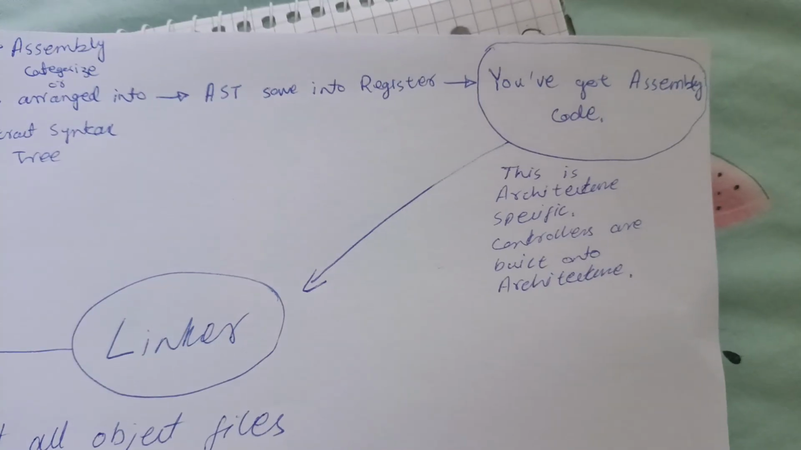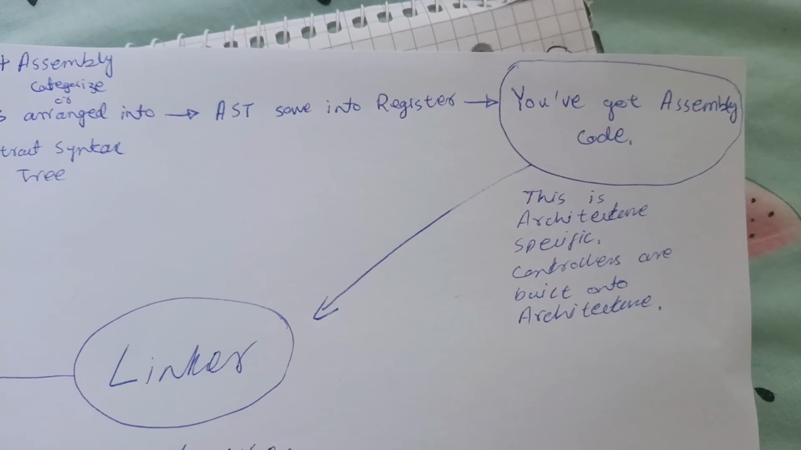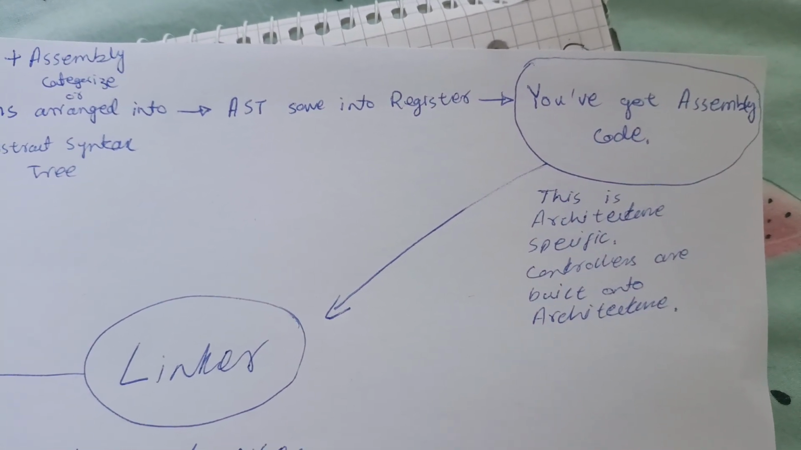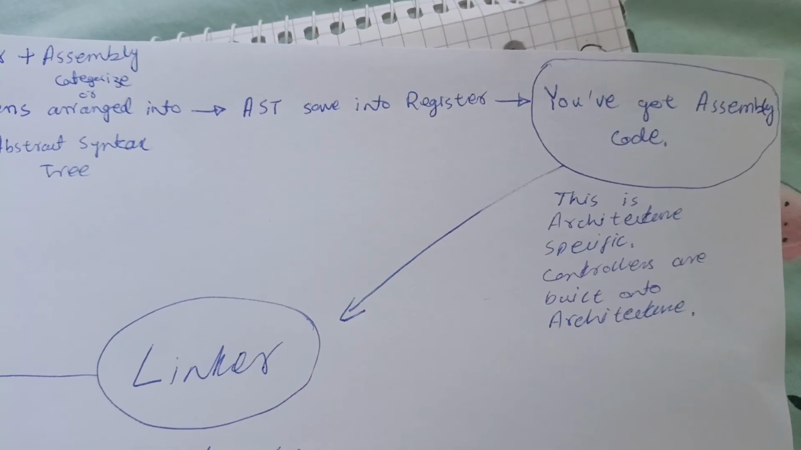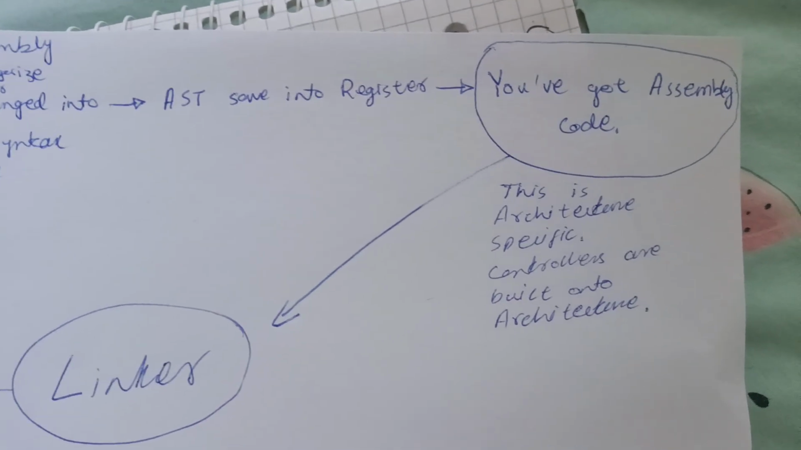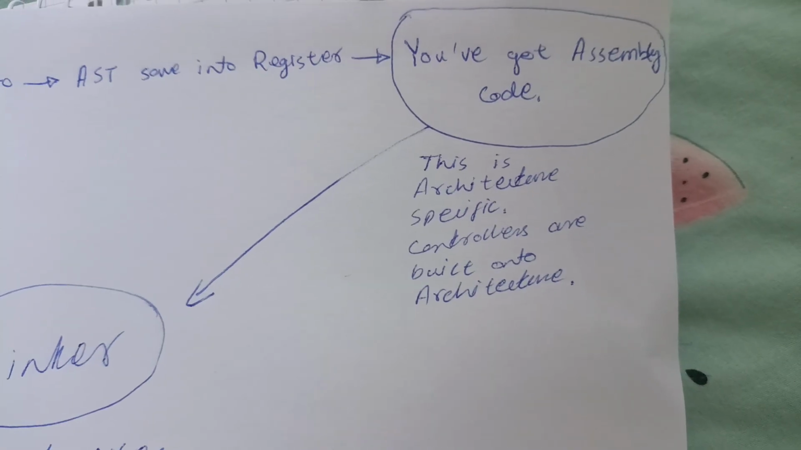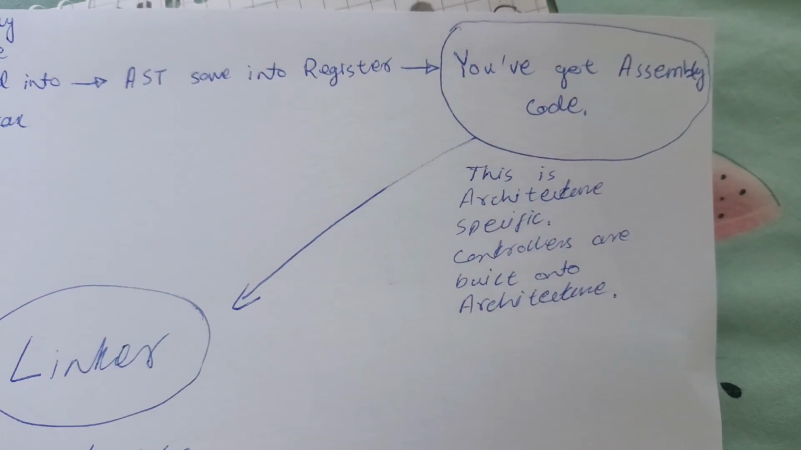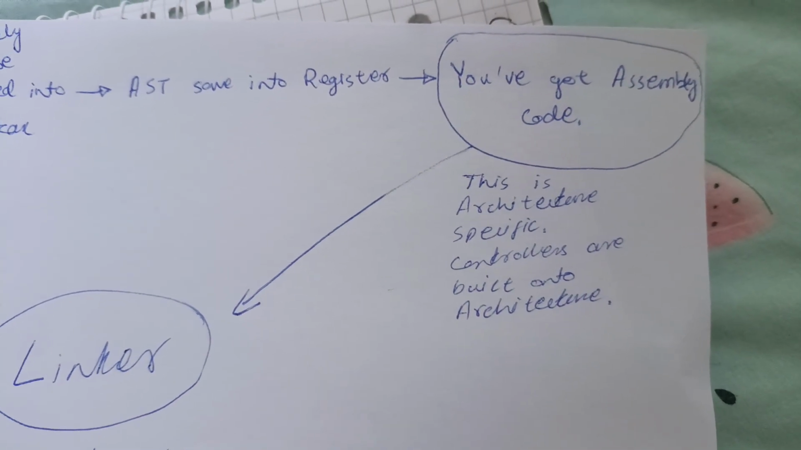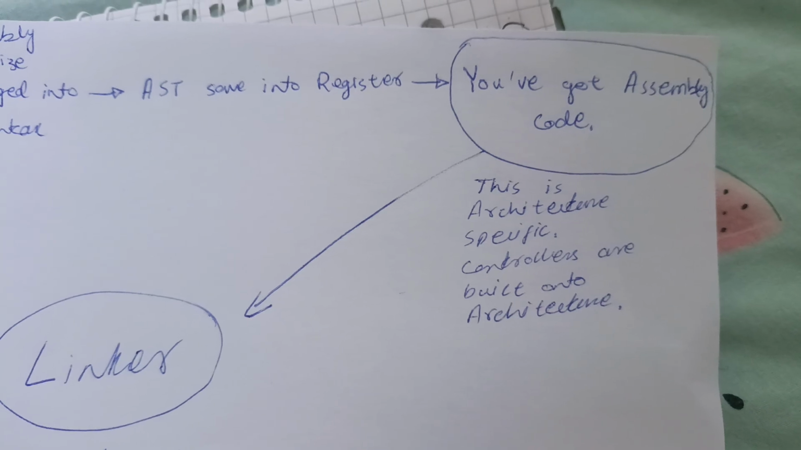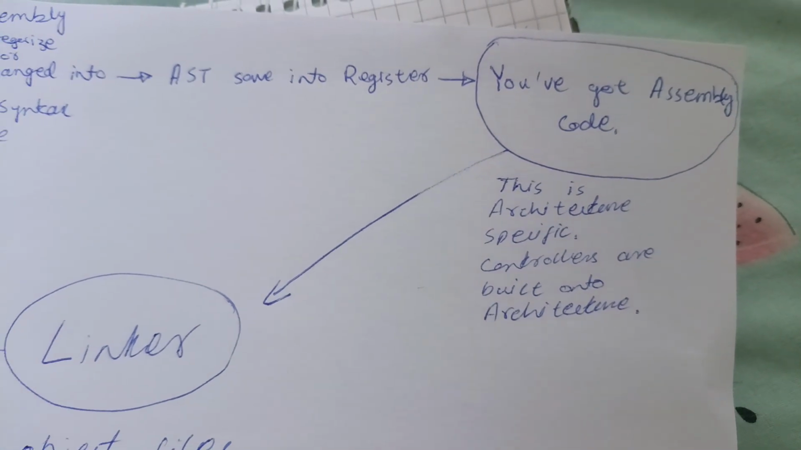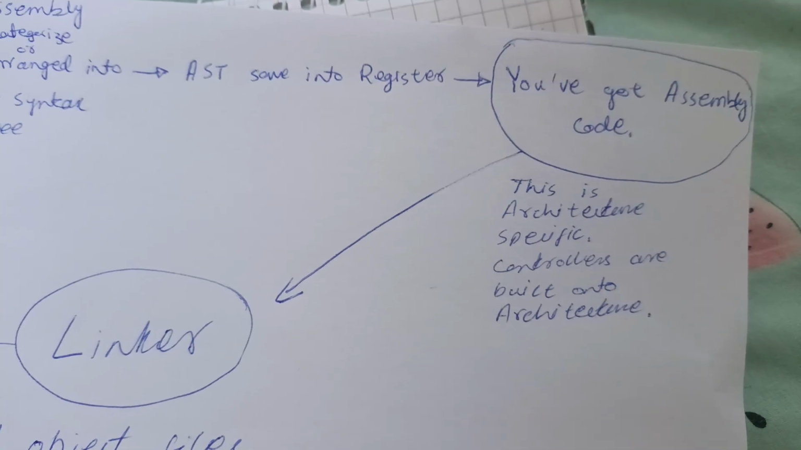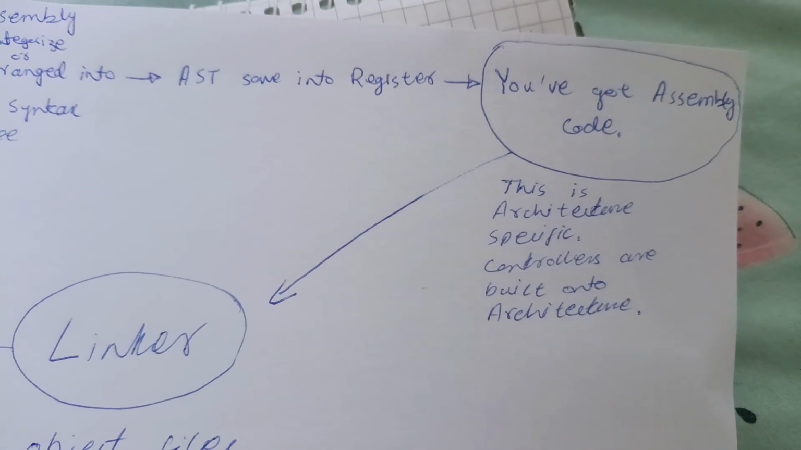This is due to the fact that there are only a few architectures, and those few architectures dictate the specific instruction set each controller uses. Due to that, the compilers are designed in this way. Now you have all of this information, and you have many object files. Each object file represents a function.